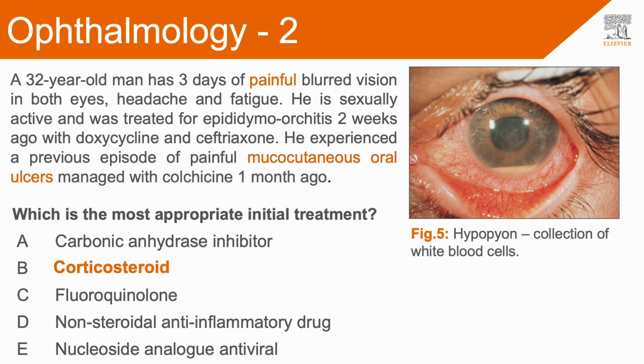The correct answer for question 2 is B. Corticosteroid. We can see in figure 5 hypopyon, which is characterized by a collection of white blood cells within the anterior chamber. It is a characteristic finding for anterior uveitis.